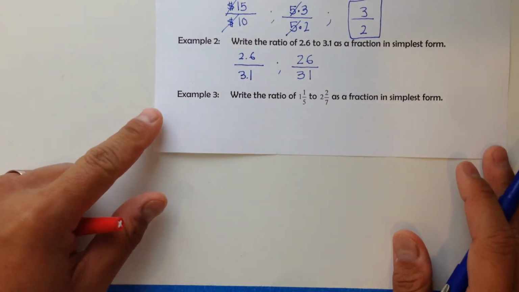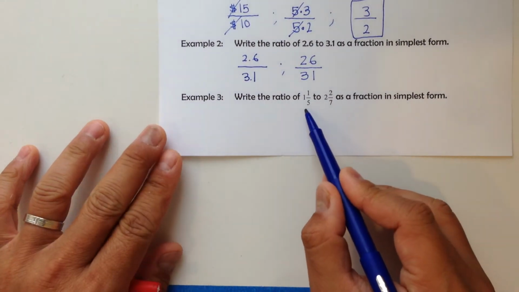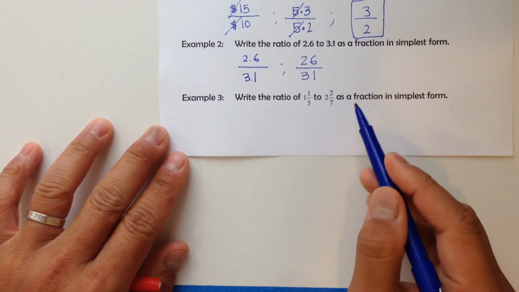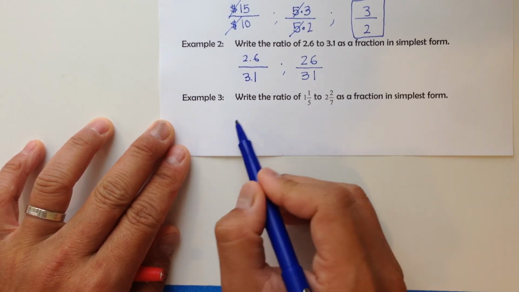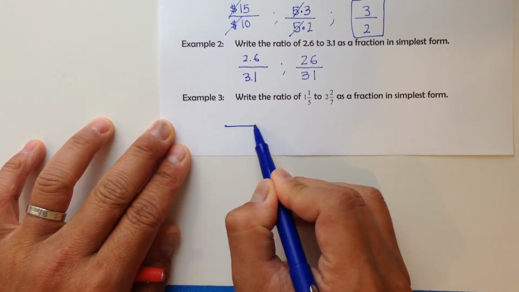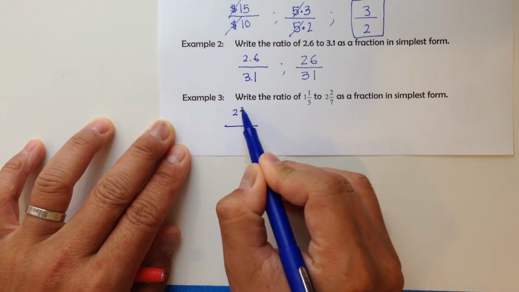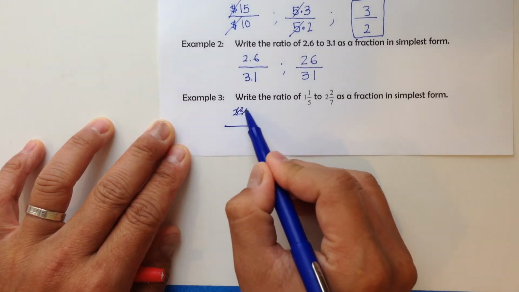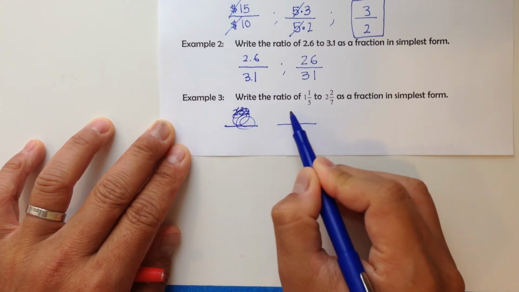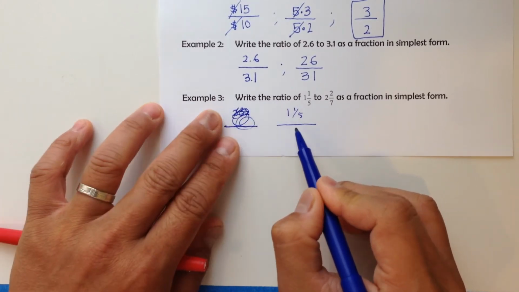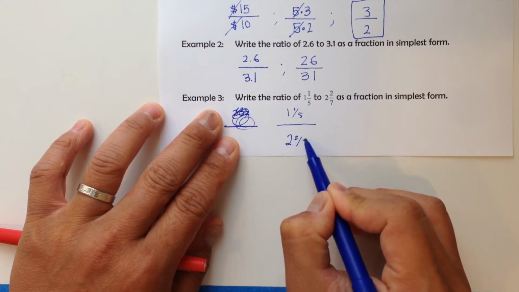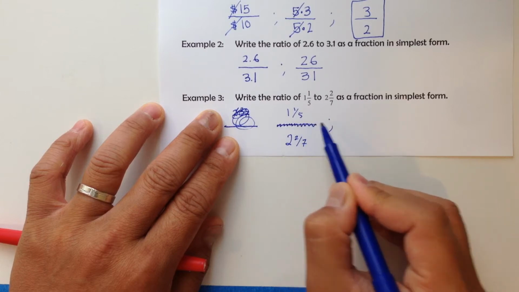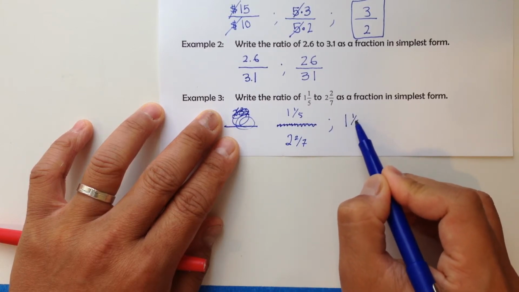Alright, the last big one. We have a ratio of two mixed numbers, 1 and 1/5 to 2 and 2 over 7. Write the ratio as a fraction. So we start off by writing it as 2 and 2 over 7 over, 1 and 1/5 goes on top. And then this bar right here, this is the tricky part. This bar means division, so we write it as a division problem.